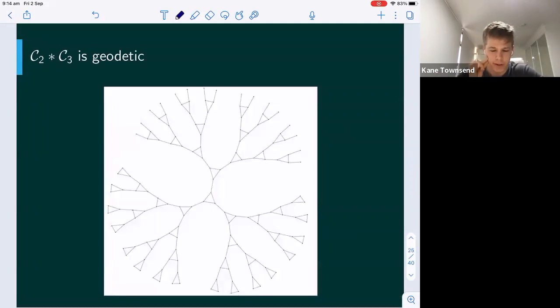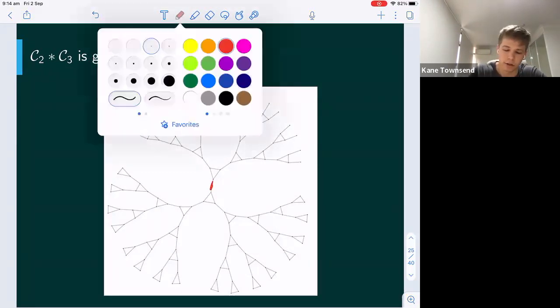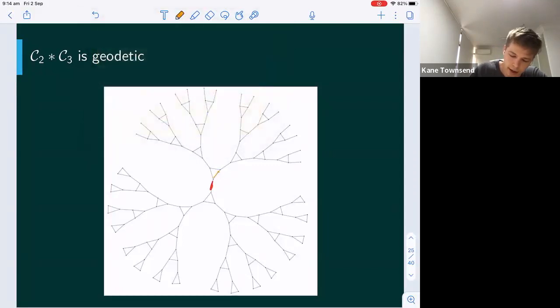And I thought I would start with a pretty diagram to show you that there are at least some interesting examples of geodetic graphs that are infinite. So this is C2 free producted with C3. So we've got our generator and its inverse here for C2, and then our odd cycle for C3. And you can check that from any point here to say some point there, there's a unique geodesic.